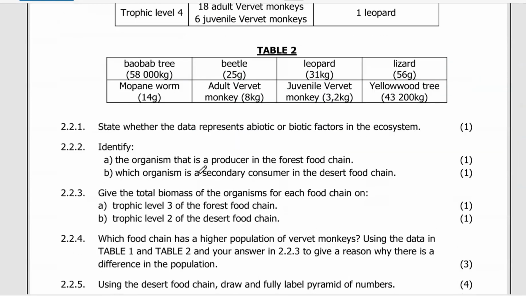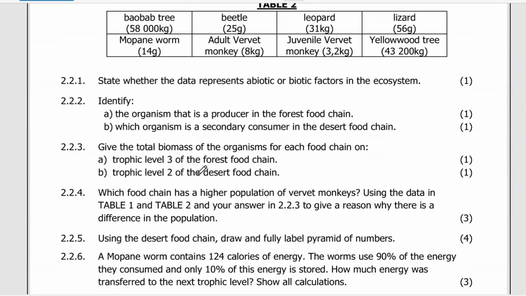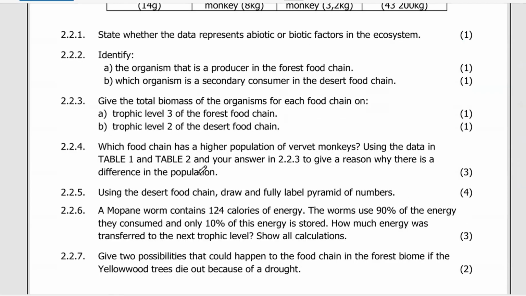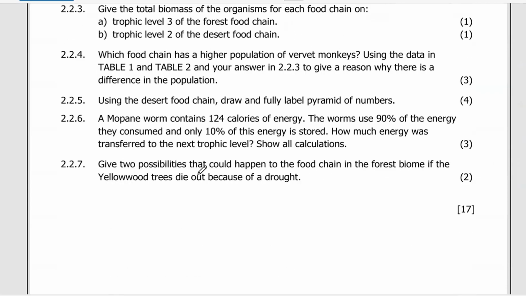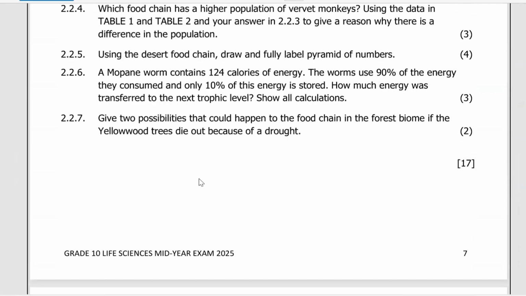Then they're saying, so we're done with 2.5, now 2.6. Mopane worms contain 124 kilojoules of energy. The worm used 90% of this energy. They consumed only 10% of this energy. How much energy was transferred to the next trophic level?